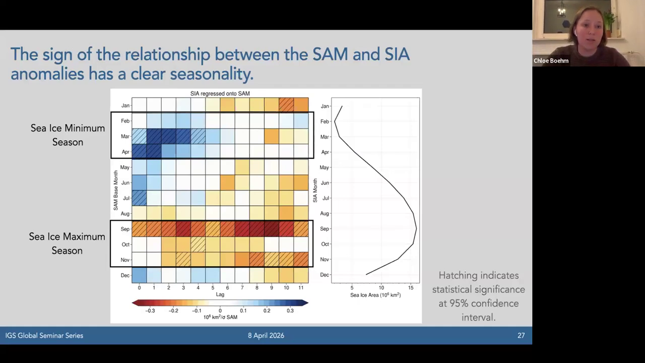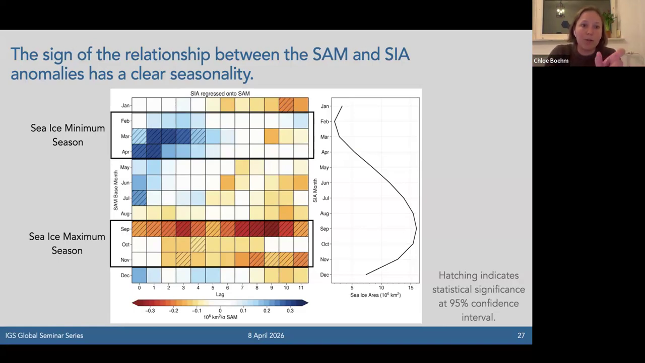There's one relationship during the sea ice minimum season, and the seasonal cycle of sea ice is just on the right there for reference. During the sea ice minimum season, that's a positive relationship: given a positive anomaly in the SAM, we'd expect a positive anomaly in sea ice area. And there's a negative relationship during the sea ice maximum season, where given a positive anomaly in the SAM, you'd expect negative sea ice anomalies. This is quite a distinct difference between these two relationships.